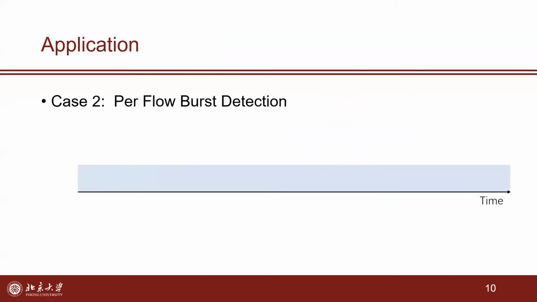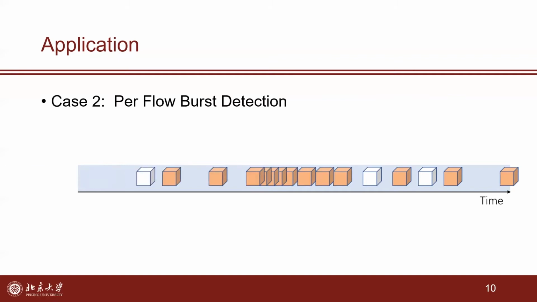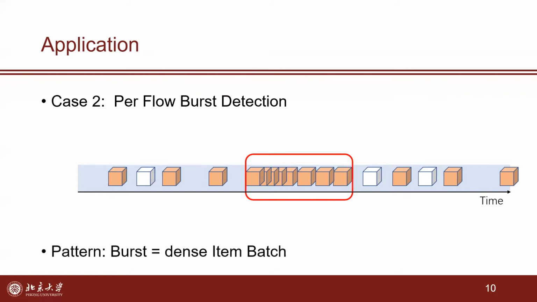Let's see case 2, per-flow burst detection. It is a vital problem because we would like to know which flow is causing the burst. It is vital in congestion control and suspicious flow detection. As the animation shows, at first, the yellow and white items come at a constant but low speed, and all of a sudden, the yellow boxes come at a very high speed, causing a dense pattern in the data stream. Such a dense pattern is most likely to be a burst. And then we can define burst as dense item batch.